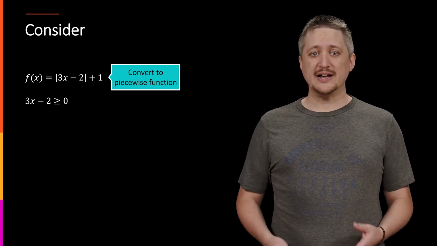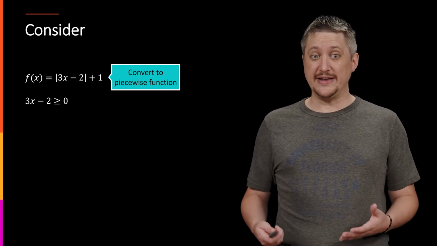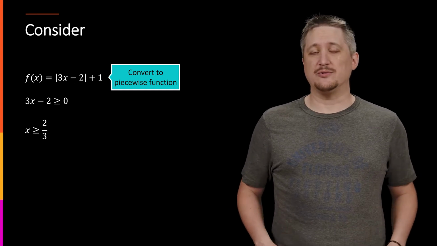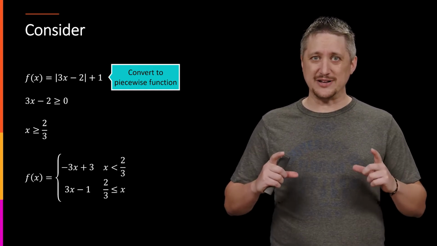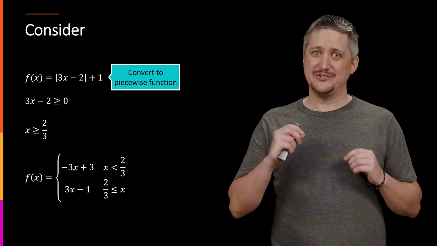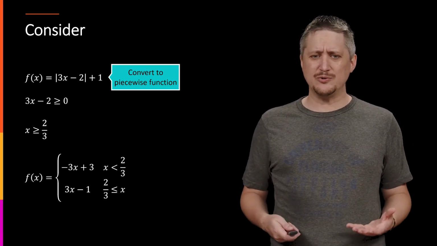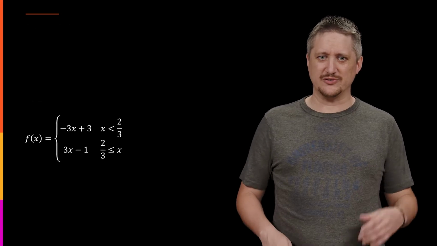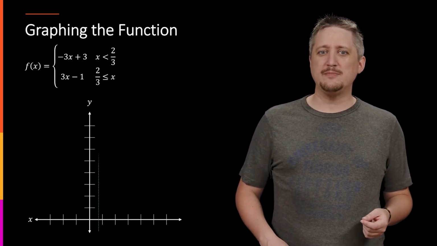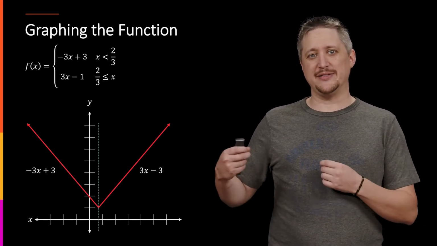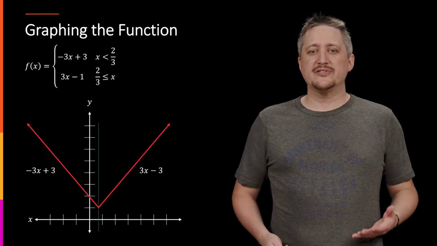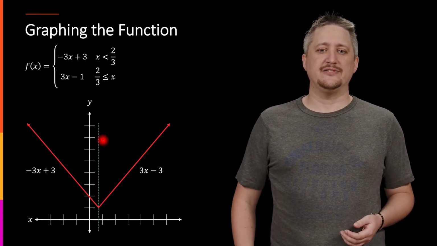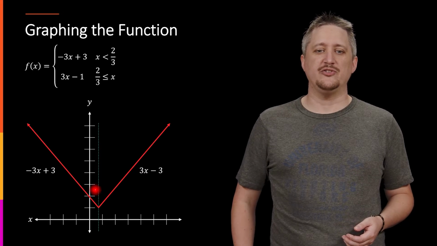So we take the inside, figure out when that thing is non-negative, which gives us x greater than or equal to 2/3, and write down the piecewise version of this, with that transition. And then we would graph this just like piecewise functions. So we graph the minus 3x plus 3 part in the relevant domain and then the 3x minus 1 part. Now, you'll notice we have this dotted line here showing us where our transition point is.